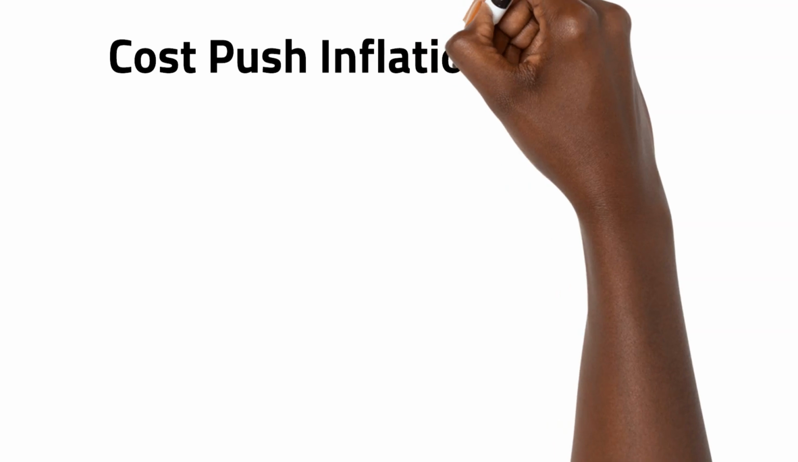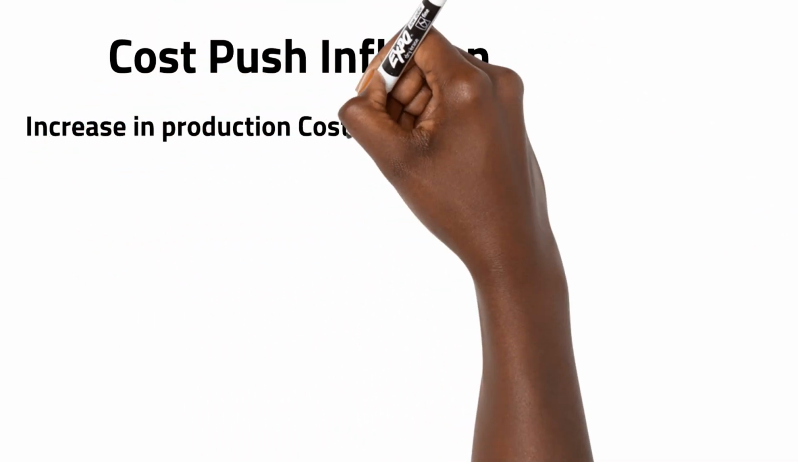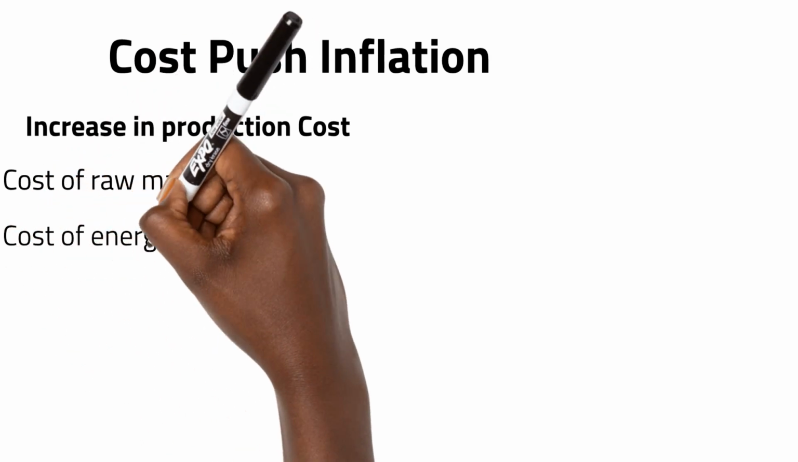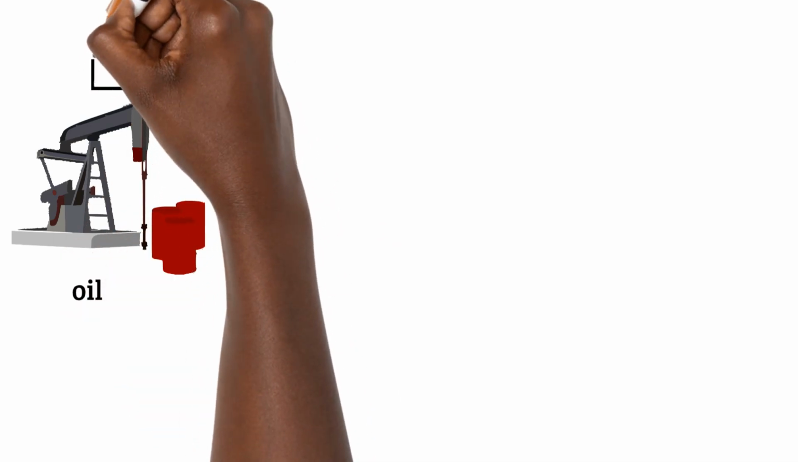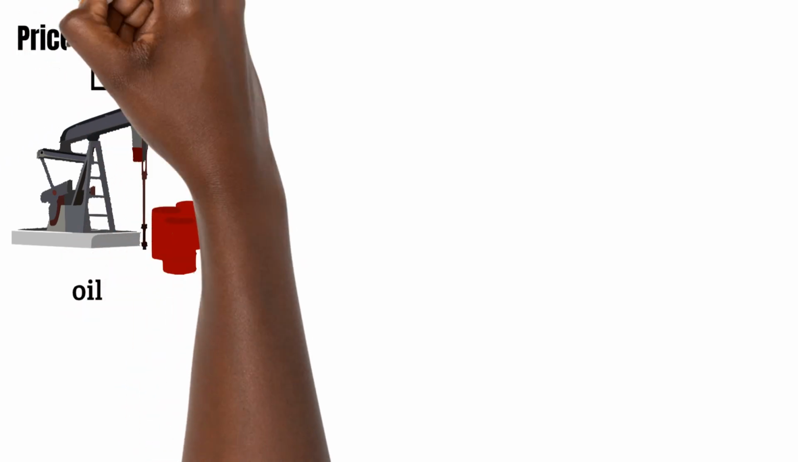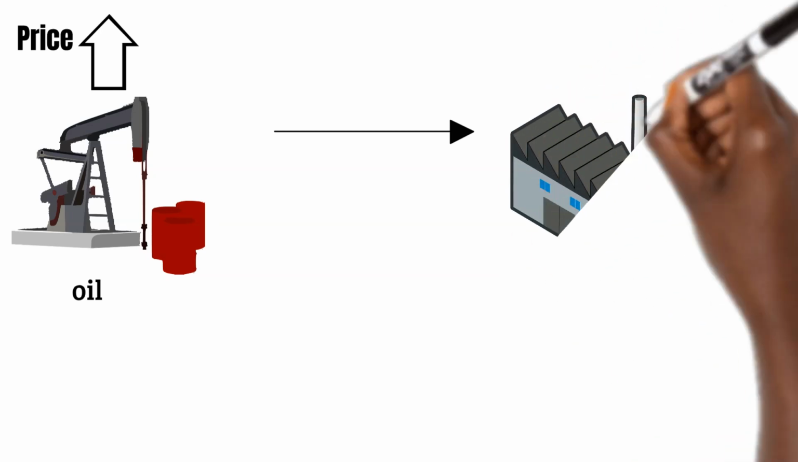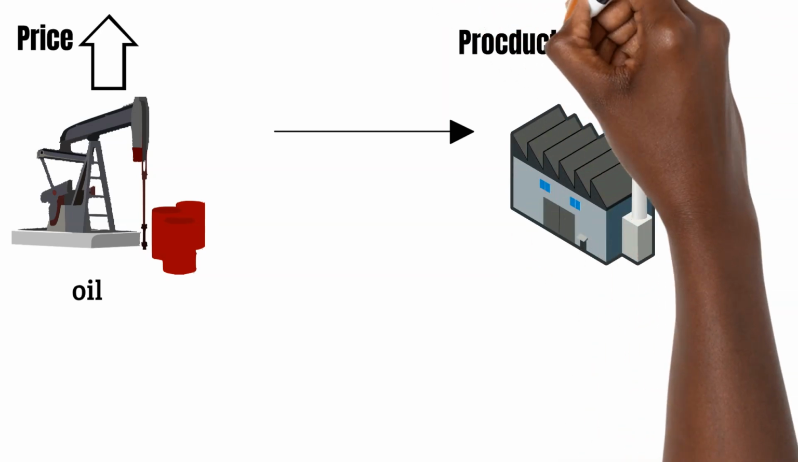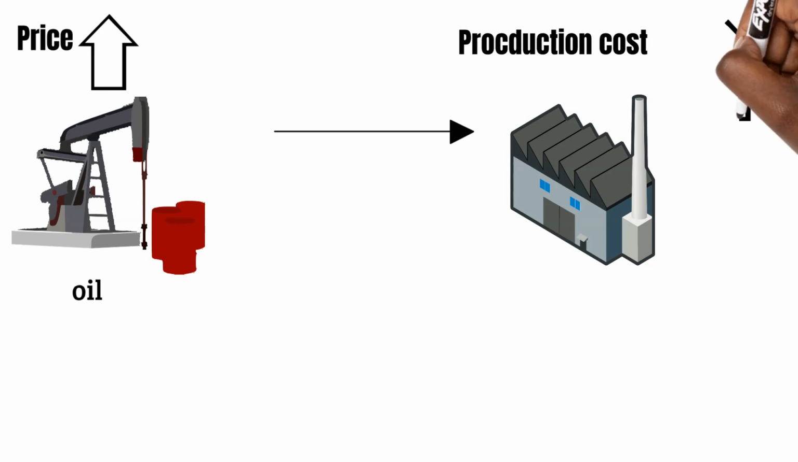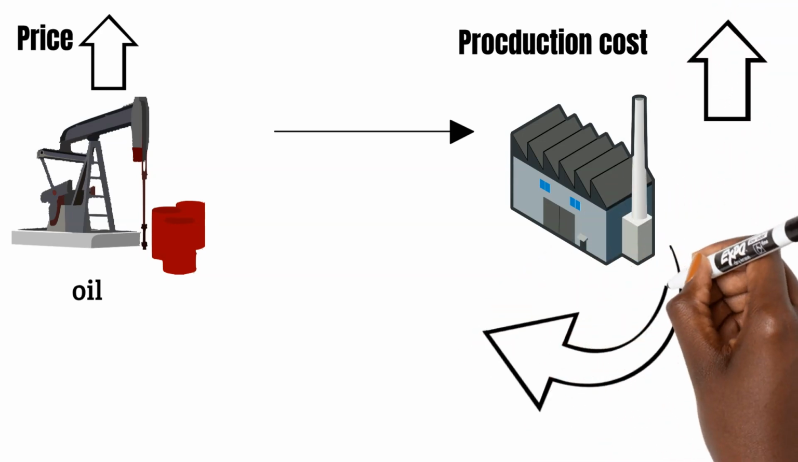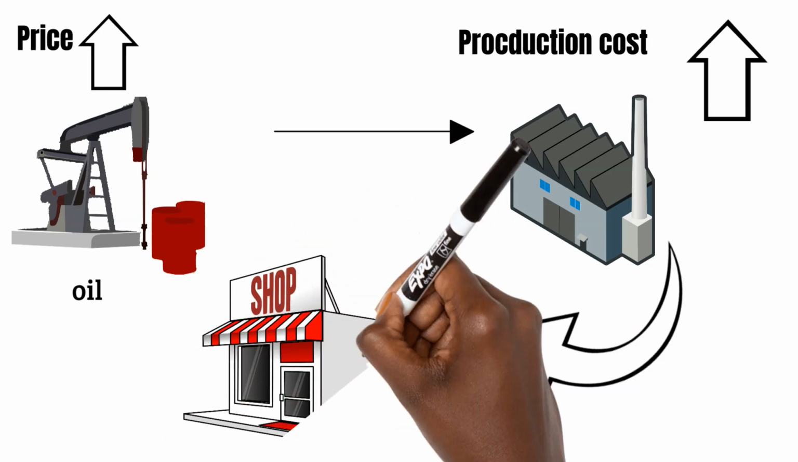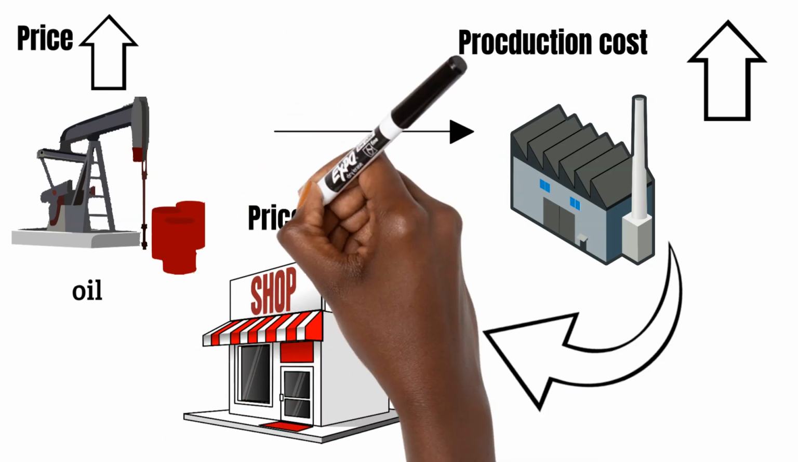Cost-push inflation is caused by an increase in production costs, such as the cost of raw materials, the cost of energy, or labor. For example, if the price of oil, which is an important input for many industries, increases, companies will have to pay more for their raw materials. This will increase their production costs, which will be passed to consumers in the form of higher prices for goods and services. The recent food inflation that has rocked the world economies following the war in Ukraine is a typical example.